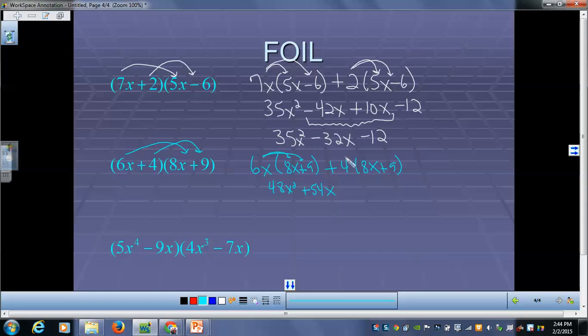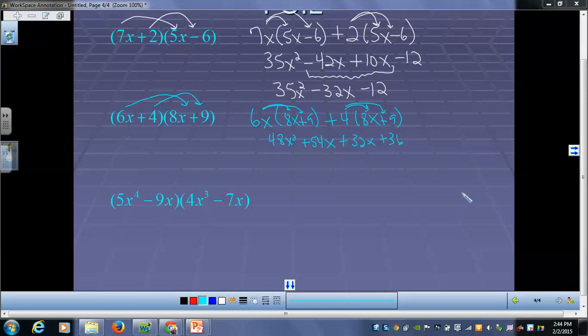And then I come to my second set. 4 times 8x is 32x. And then 4 times 9 is 36. Now once again, as I look at this, if I have more than one type of like term, I do want to combine those. So right now I'm going to combine our x terms. All right, so 48x squared, and then 54 plus 32 would be 86x, and then plus 36.